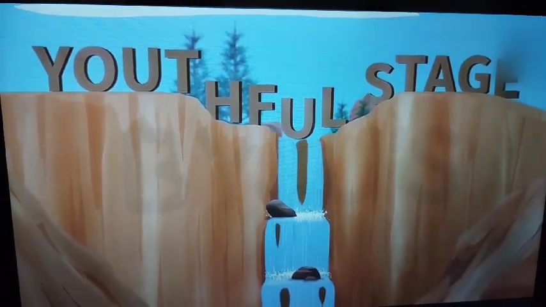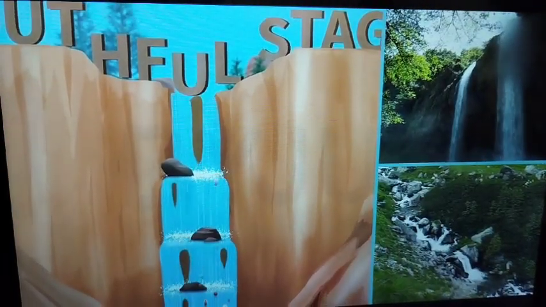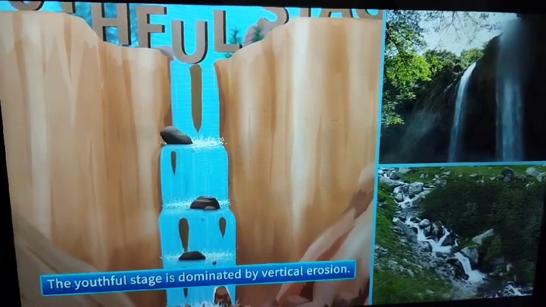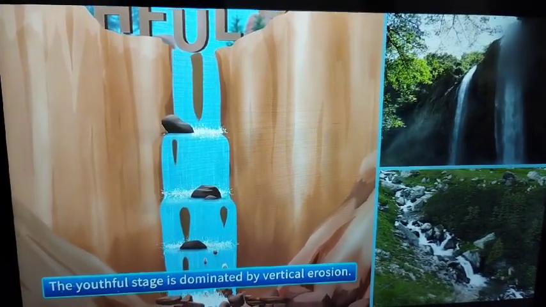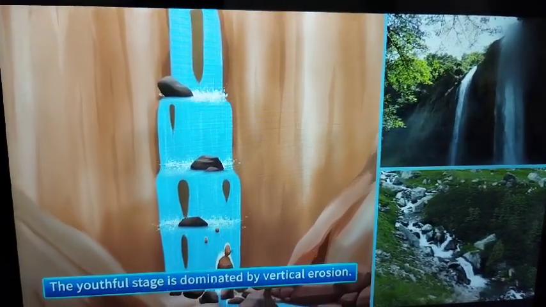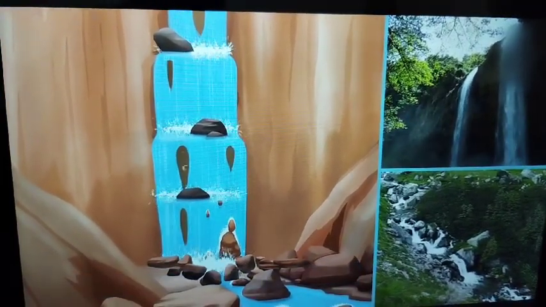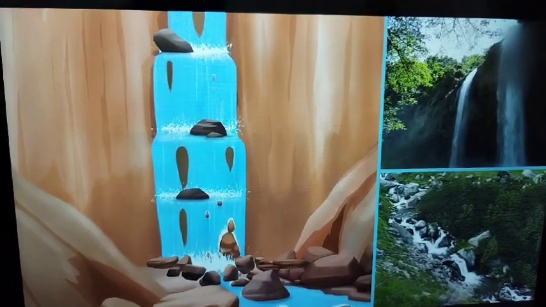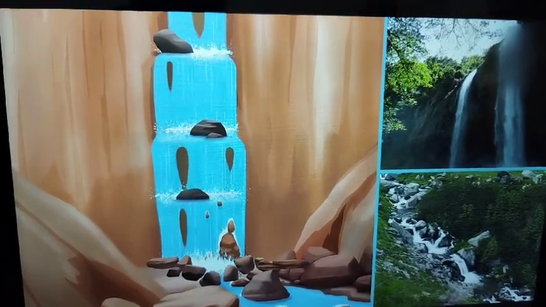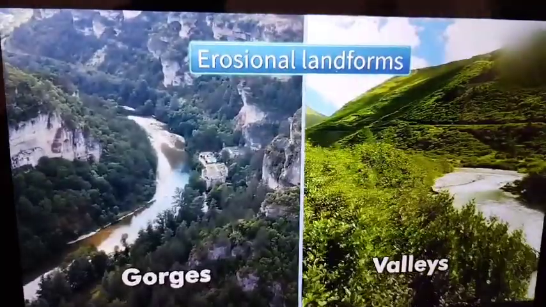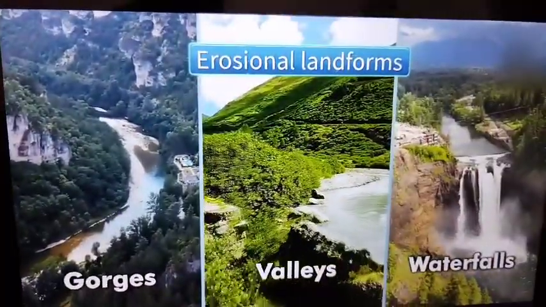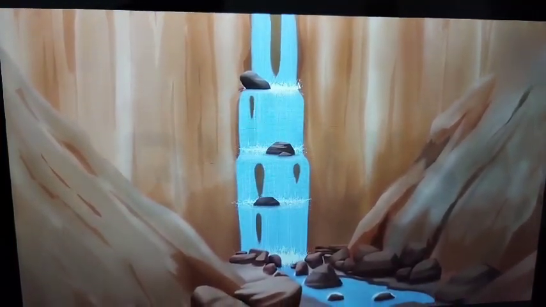Now, in its youthful stage, or in the upper course, the river is full of energy and power. There is vertical erosion observed at this stage because of the sheer power of the water cutting the rocks in a vertical fashion. Mostly, erosional landforms are created in this stage. For example, gorges, valleys, and waterfalls are formed in this stage. The river carries a huge amount of silt and sand in this stage.